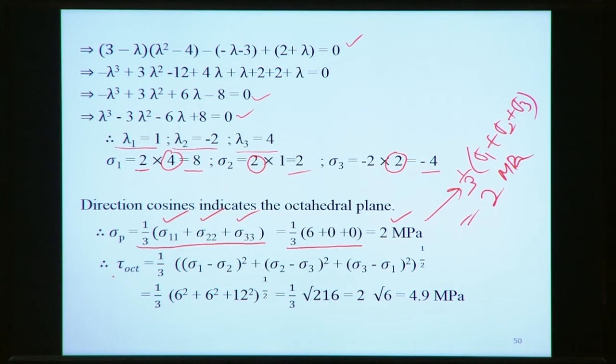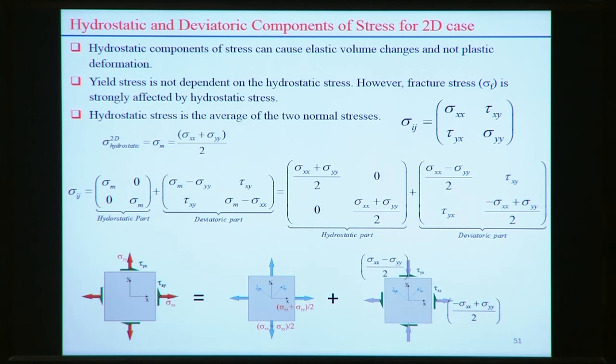Now the octahedral shear stress we use in terms of the principal stresses, and you can put the values here. We can find 4.9 megapascal. So this is the way we can find the different stress states in the octahedral plane, and we can find the principal stresses for the actual stress state.